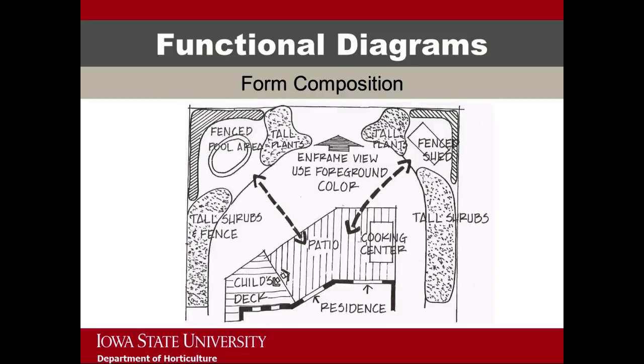Here is the form composition created from the bubble diagram we saw earlier on slide number 8. The patio and deck now have a more defined shape and even a texture. The designer has also told us that the privacy screen indicated on the bubble diagram will be created using a fence and tall shrubs as seen in the form composition.